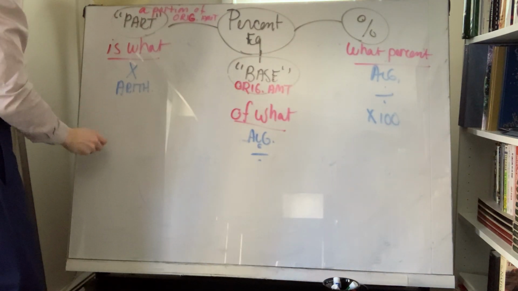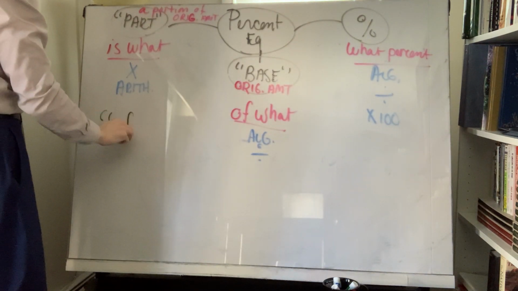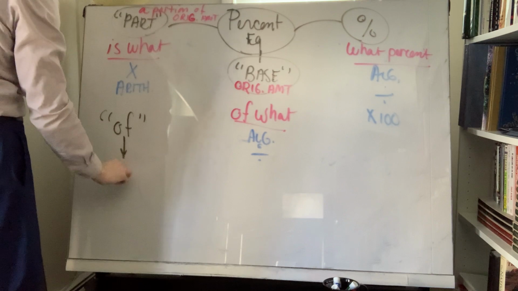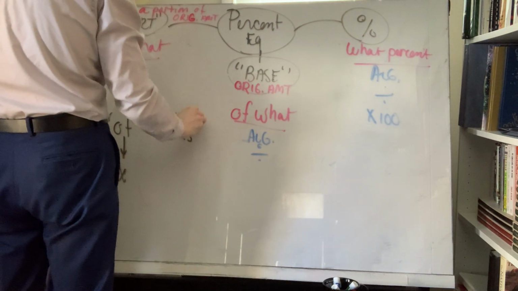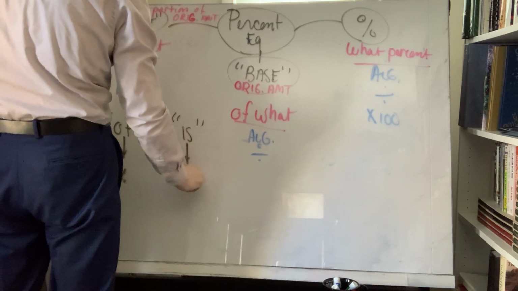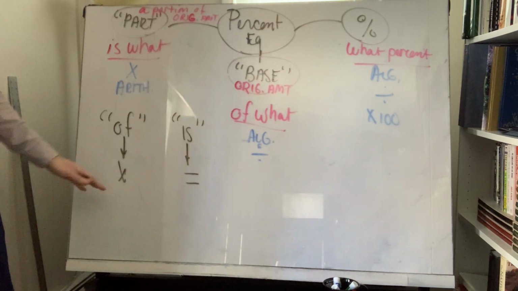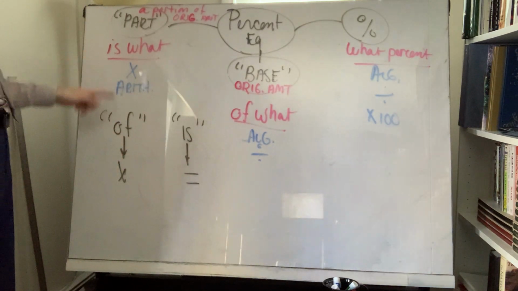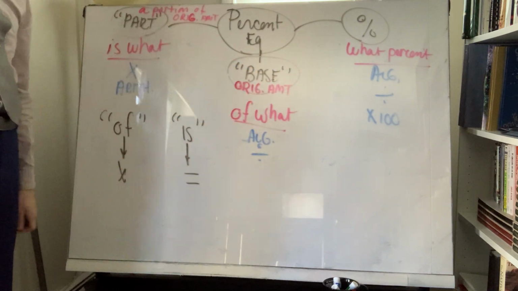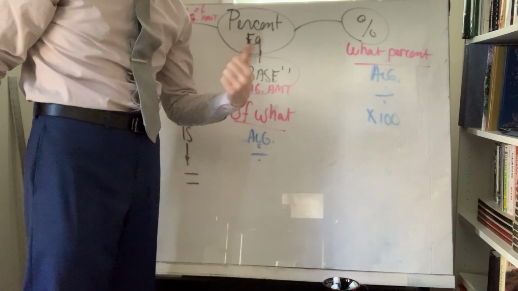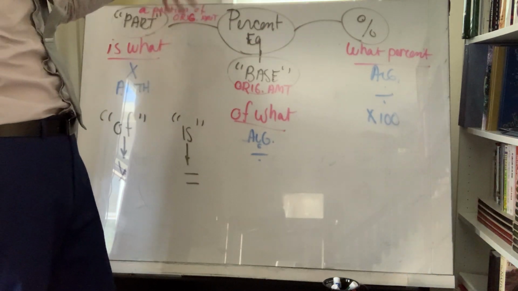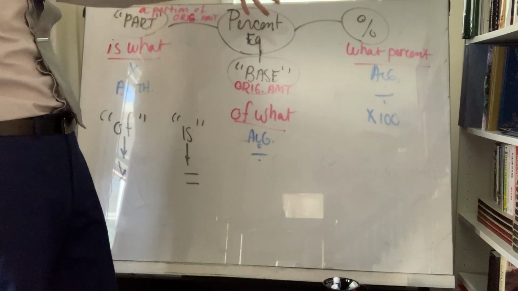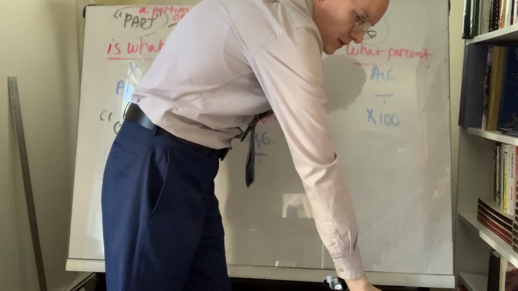If you see the word "of," immediately translate this to multiplication, whether you use it or not. If you see the word "is," immediately translate this to the equal sign. That'll get you rolling if you just look for these features. Basically, number 9, number 10, and number 11 are each one of these three things.